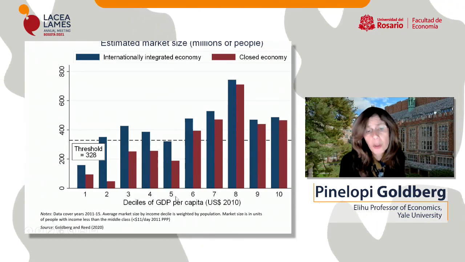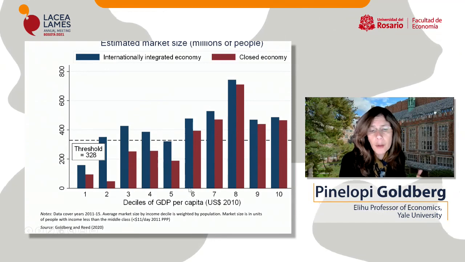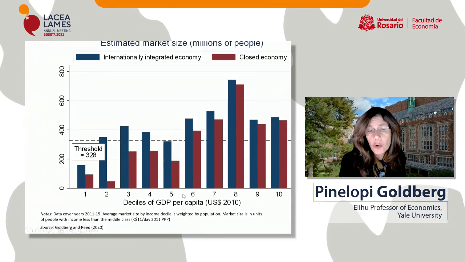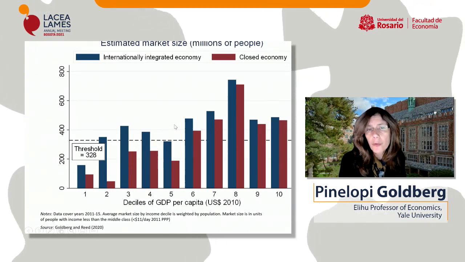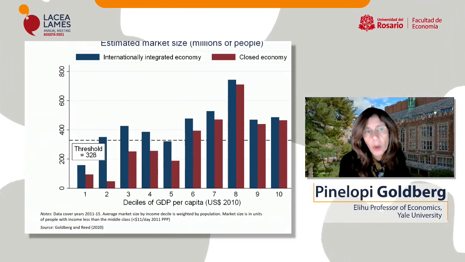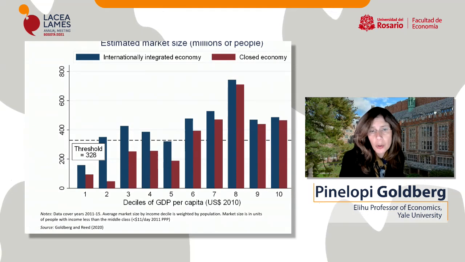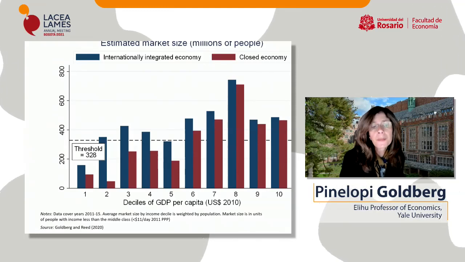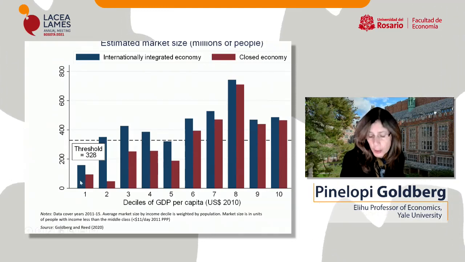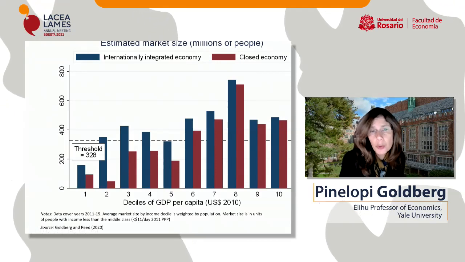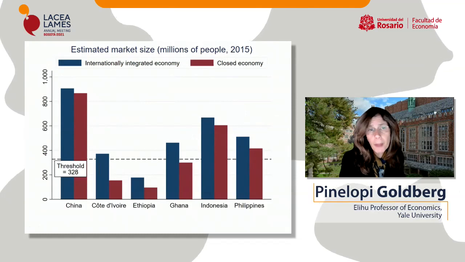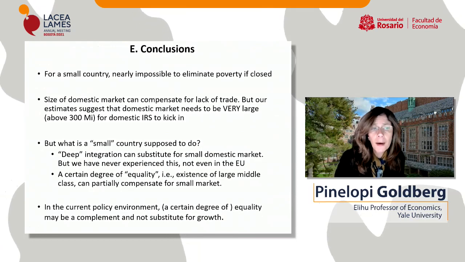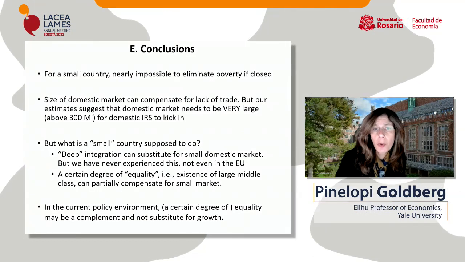The one point to make is that you have to reach the 6th decile of the GDP per capita distribution for countries to be capable of reducing poverty on their own, without being connected to international markets. At current levels of integration, the blue bars, the picture looks much better. Except for the first decile, most countries are on track to actually reduce poverty. You can do this exercise for many different countries, but I don't have time to go over these results. To summarize and conclude, for a small country, it's nearly impossible to eliminate poverty if it's closed.